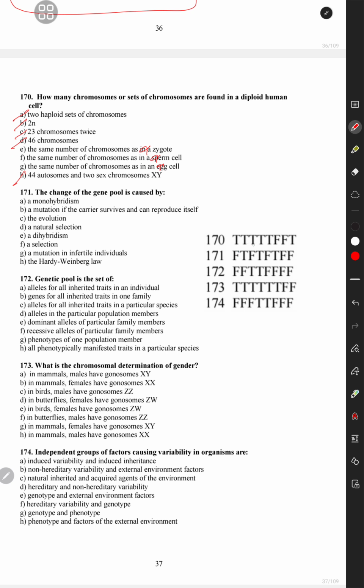170. True, true, true, true, true. False, false, true. Same number of chromosomes as in a zygote. Yes.